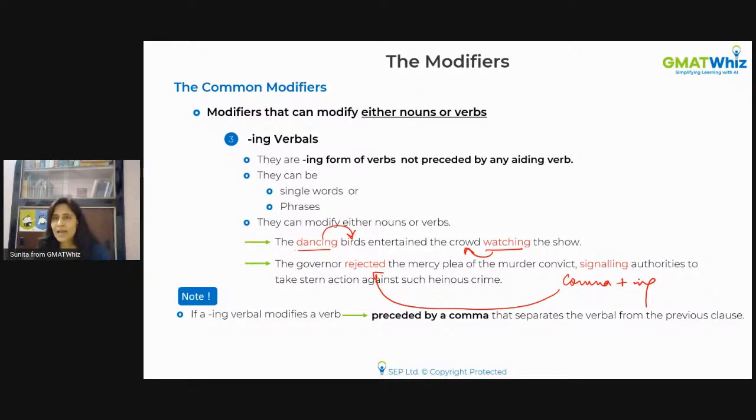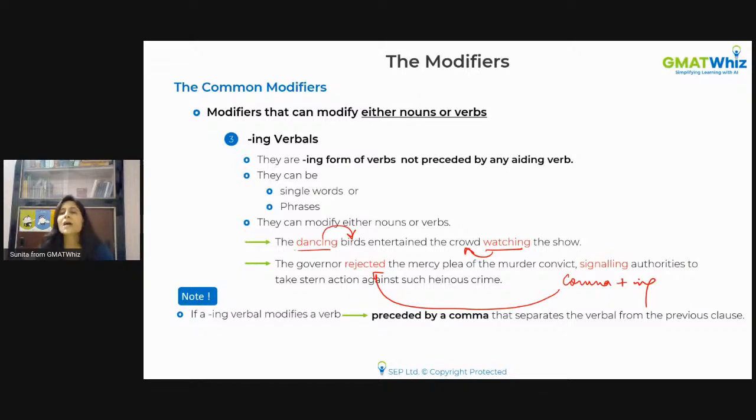Okay, Krishnan has a question here. Is the comma plus ing modifying governor or rejected? It is modifying, so Krishnan, very clearly, the comma plus ing is modifying rejected, okay? It is definitely modifying rejected.